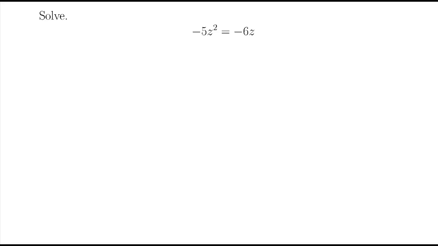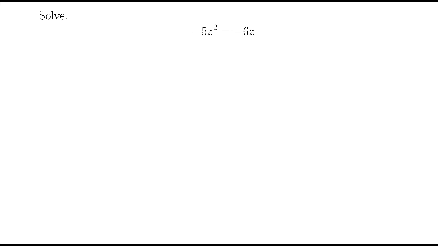Let's solve the equation negative 5z squared equals negative 6z. Okay, so here we have a term on the left and a term on the right. Remember, typically we want to put all of our terms with variables on the same side, right? Also, another thing to watch here is that that's z squared, so this is a type of quadratic.